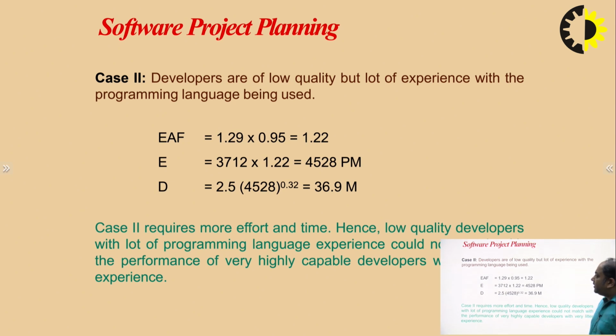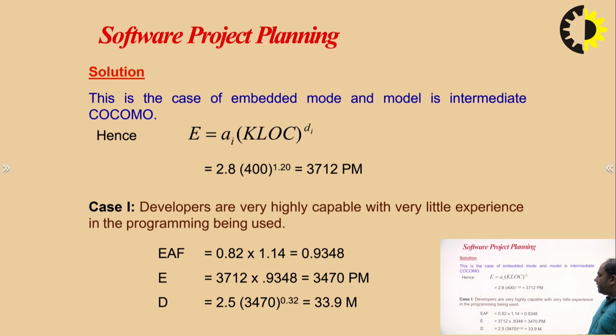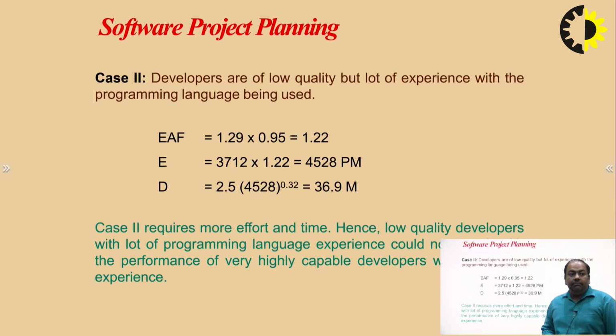So in case 2, when the developers are of low quality but have a lot of experience, their E is equal to 4528 person months and the development time is 36.9 months. So in both the cases we can find out that case 2 requires more development time and more effort than case 1. So we say that case 2 requires more effort and time, hence low quality developers with a lot of programming language experience could not match the performance of very highly capable developers with little experience.